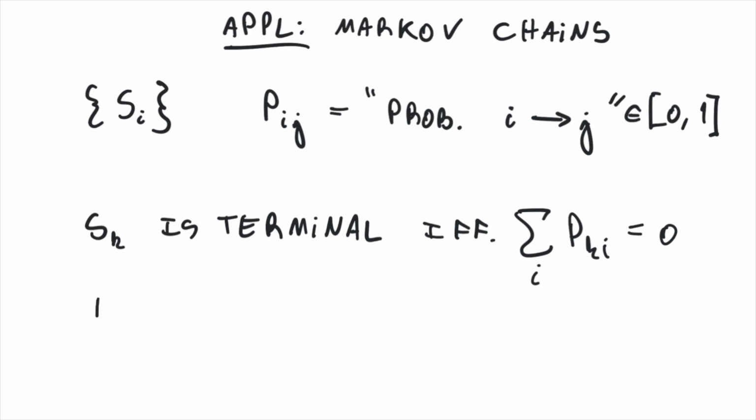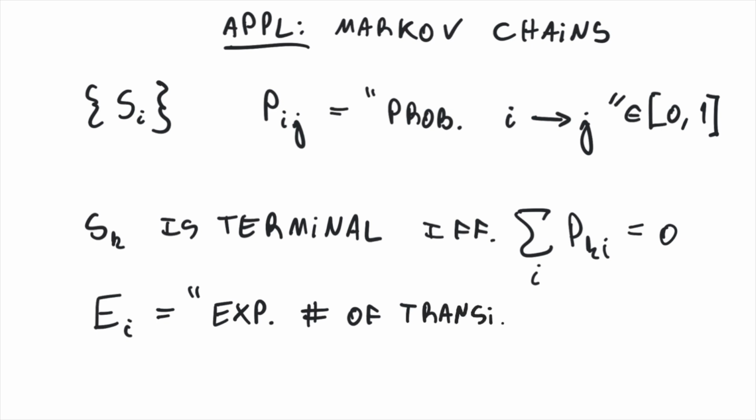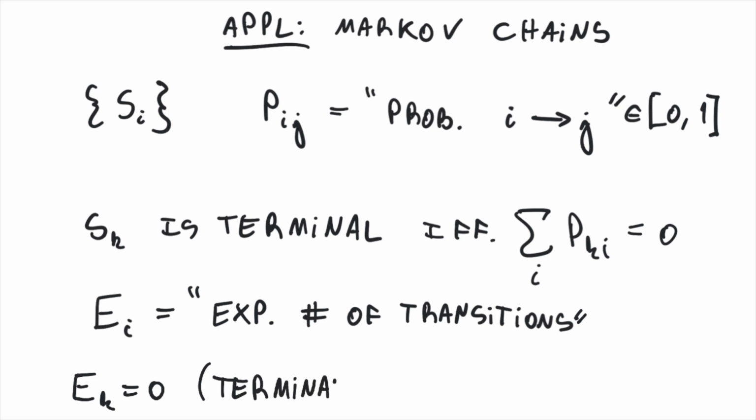So let's say Ei is the expected time, or number of transitions between states, that are required to reach a terminal state. Then, of course, Ek is 0 for a terminal state. That is to say, no transitions are required to reach a terminal state from a terminal state.